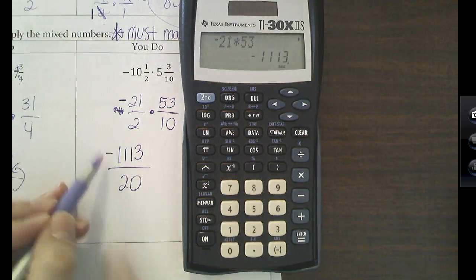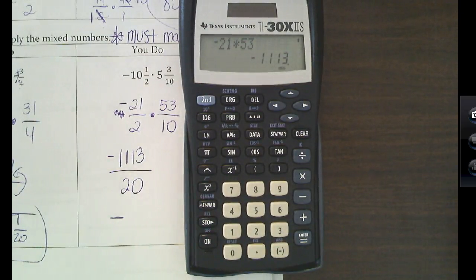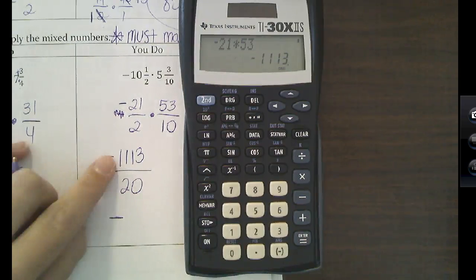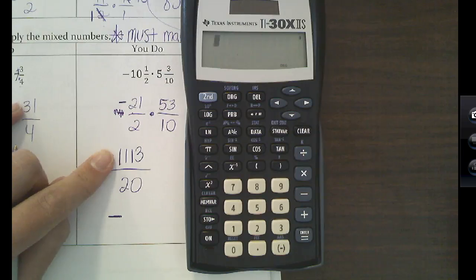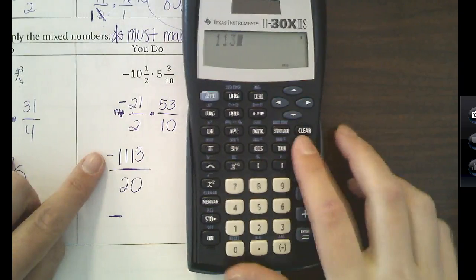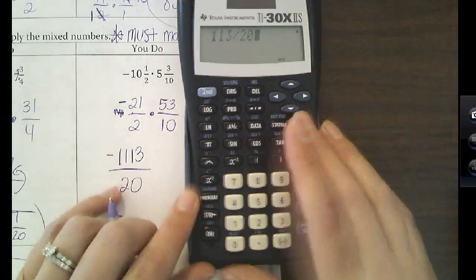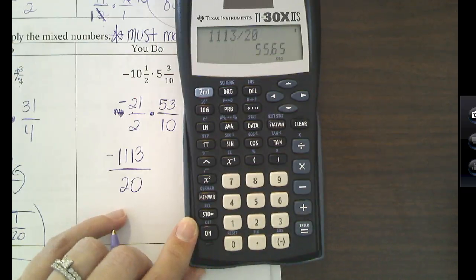Now, what I want you to do right now is take your negative and write it down here. We know our final answer is going to be negative, so let's write that negative now. Who can raise their hand and tell me what I'm going to type into my calculator to figure out how many times 20 goes into 1,113? What are you typing into your calculator? 1,113 divided by 20. And I'm getting 55.65.